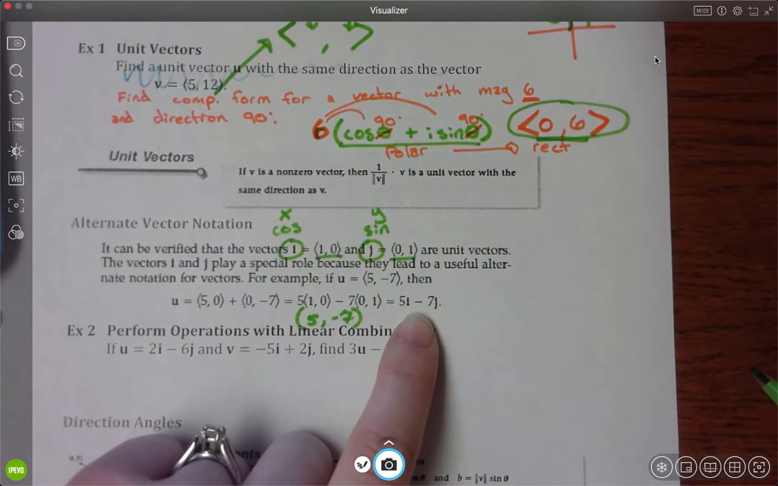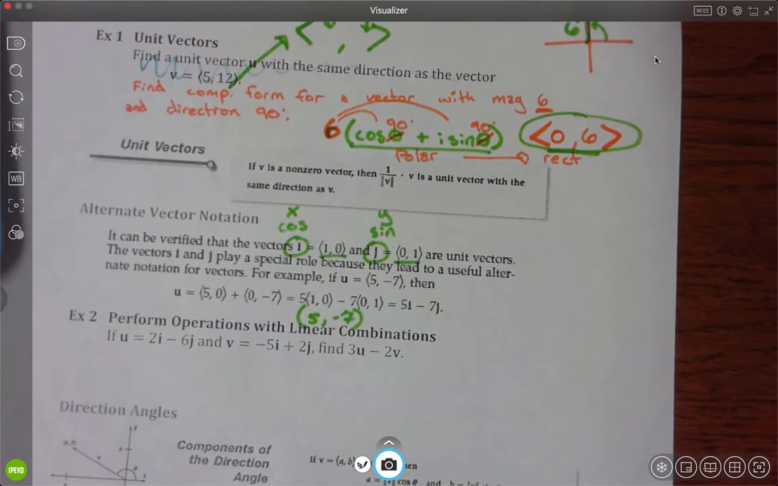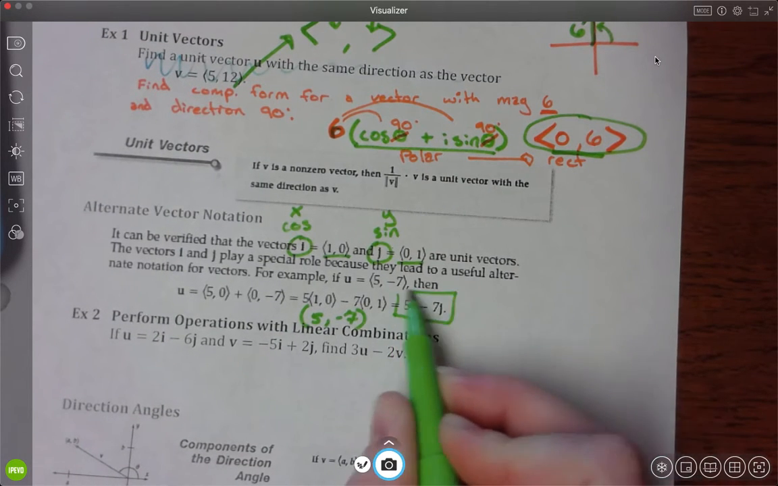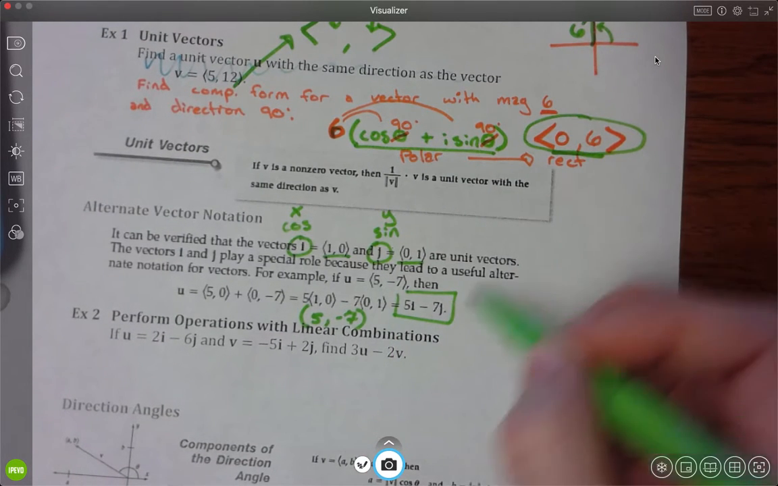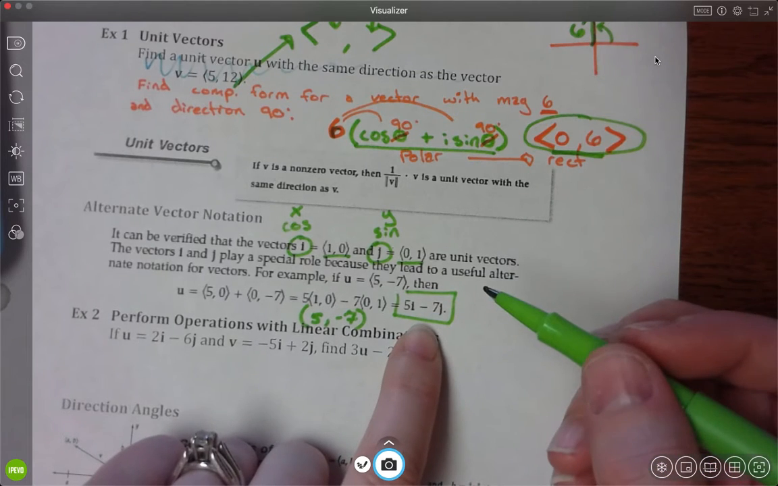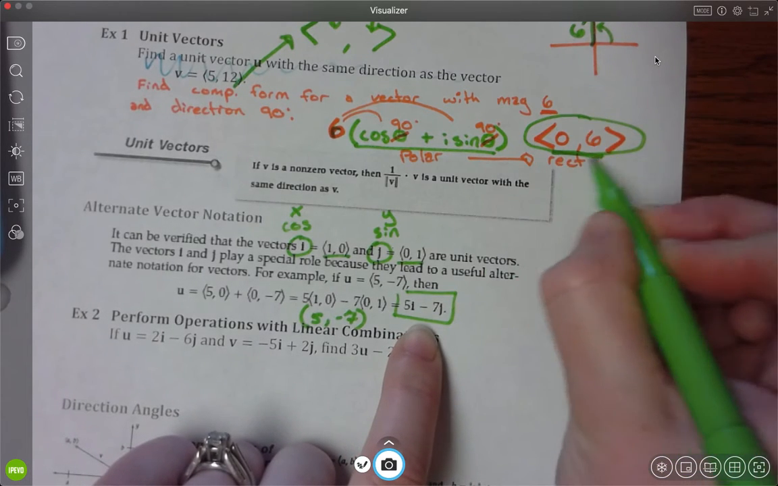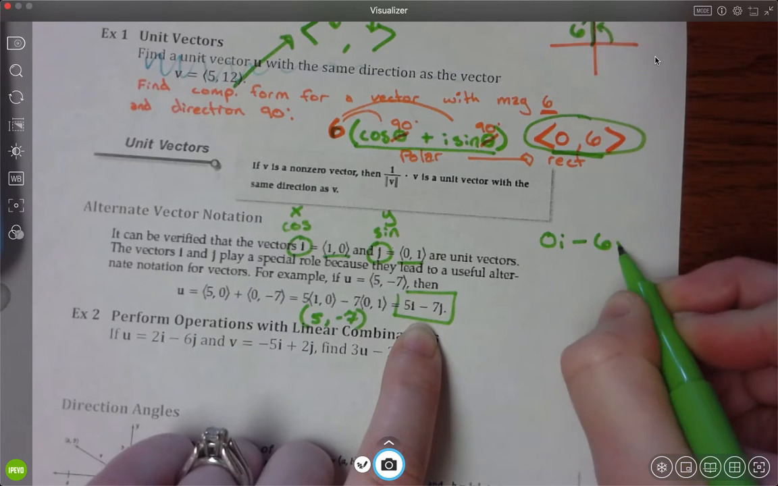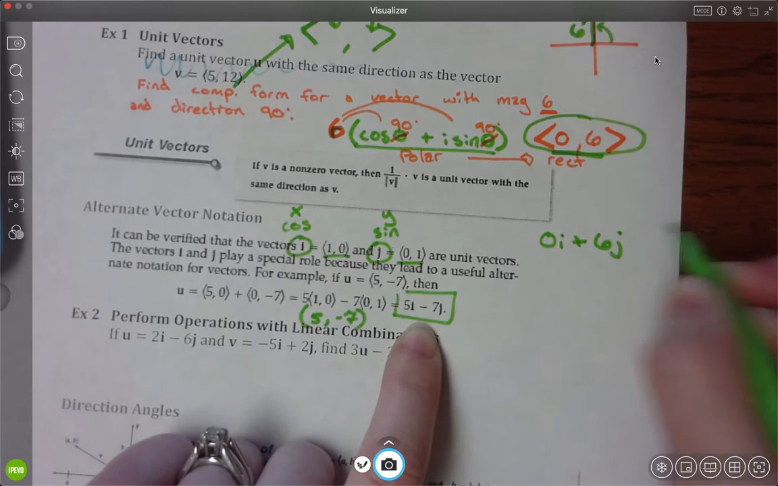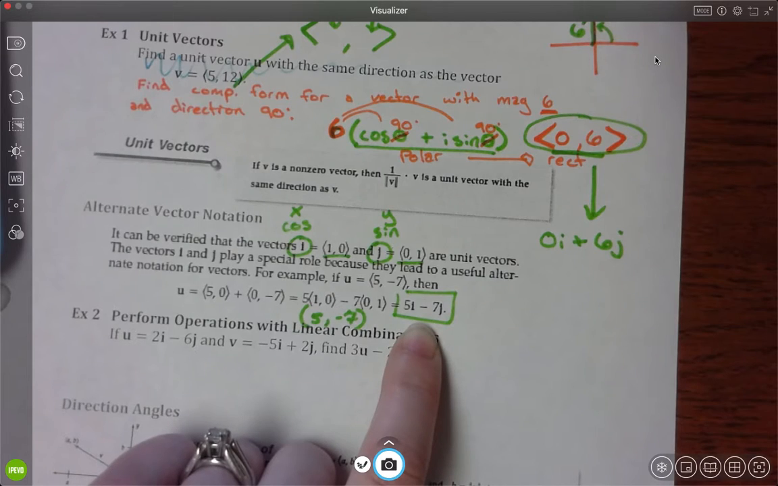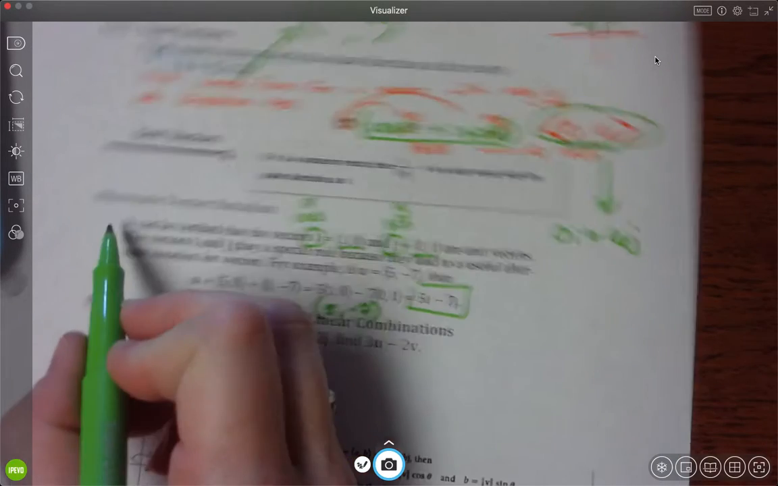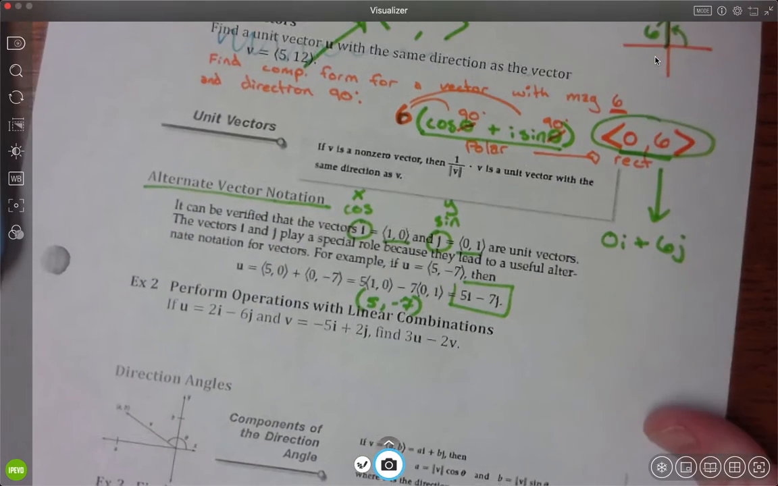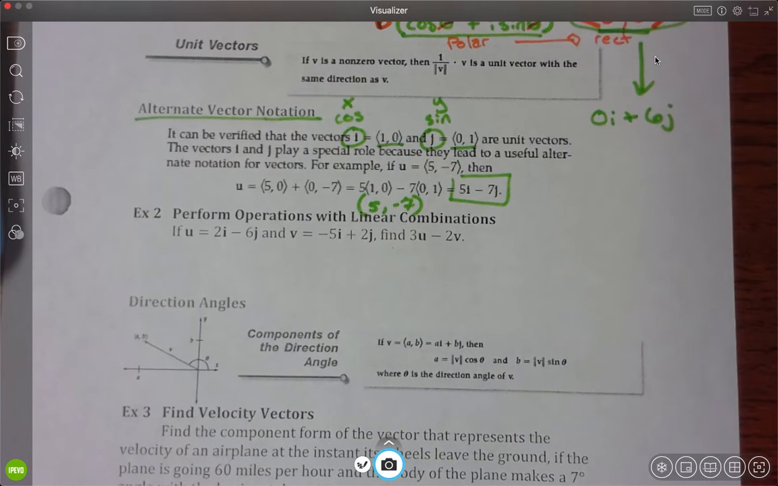Okay, so sometimes they'll write your vector form instead of component form like this. They'll write it as 5i minus 7j. So this guy, if I were to write him, he would really be 0i plus 6j in i and j notation. So this is just alternate vector form. Sometimes they will have you write it like that. Okay, so they want us to do this here.